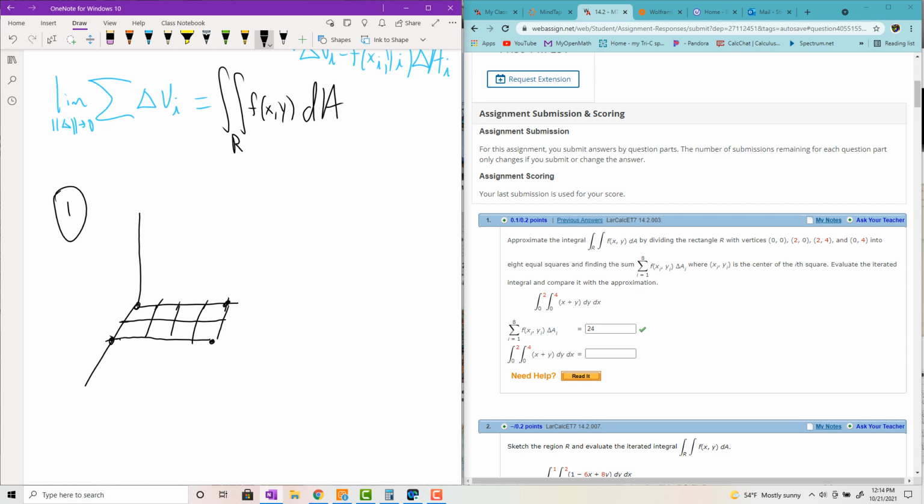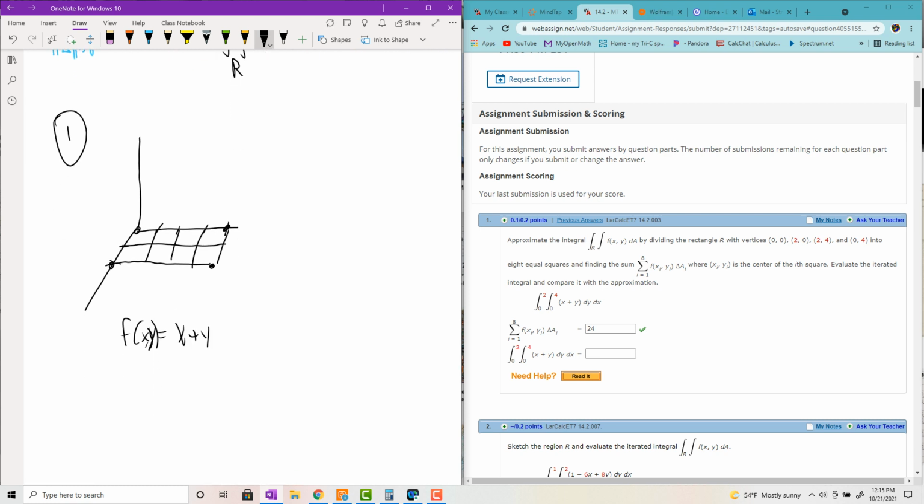And then for the surface over top of this region, it's given by the function f of x y equals x plus y. Okay, so we're going to use midpoints in order to determine that height above those rectangles. So we're using these points here, and I need coordinates for all those points.